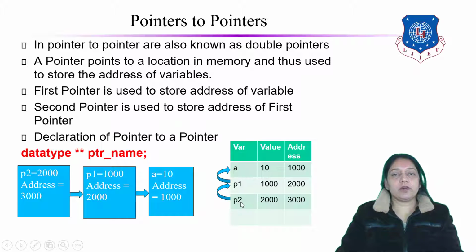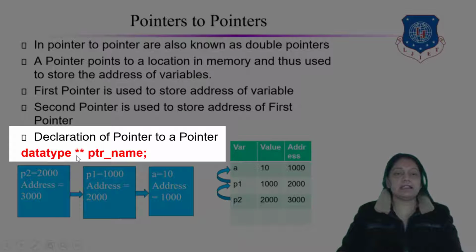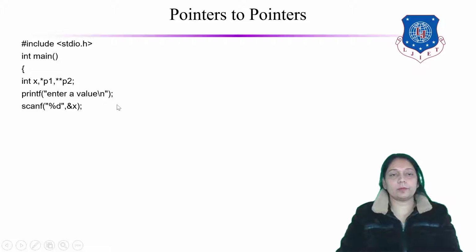How are we going to declare a pointer to a pointer? For that, the syntax is the data type, and since it's a double pointer, we have to put a double star here and give any pointer name. Whenever we give a double star, it means it's a double pointer which is going to store the address of another pointer. Let's understand this with a program.